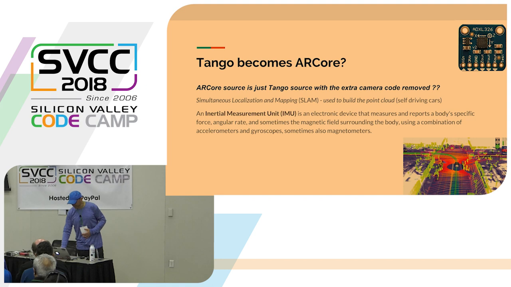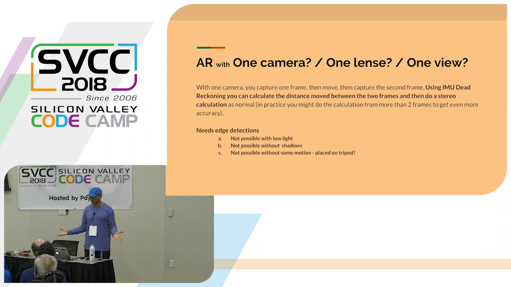So this allows it to do simultaneous localization and mapping. This is the same technology that self-driving cars use, right? As they're moving, they're mapping the environment around them depending on the different sensors they have and how fast they're traveling and what their sensors are doing. And that's called SLAM. So when people are talking about how you do augmented reality, you hear the word SLAM a lot, and then the internal measurement unit.